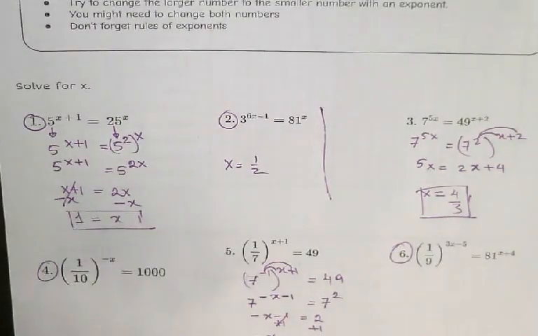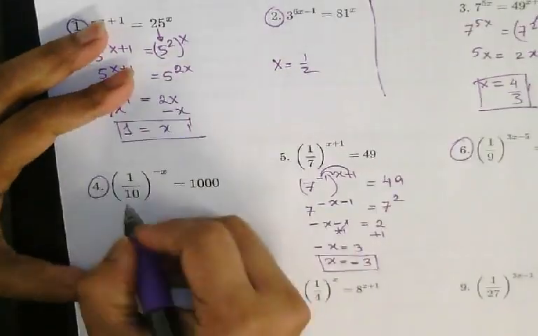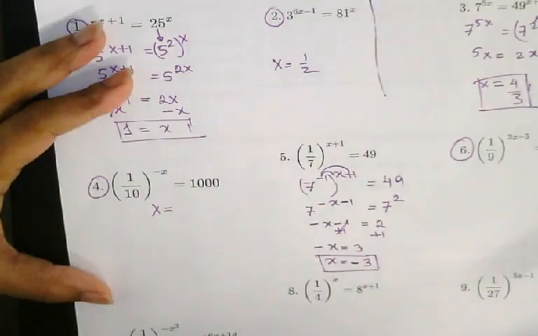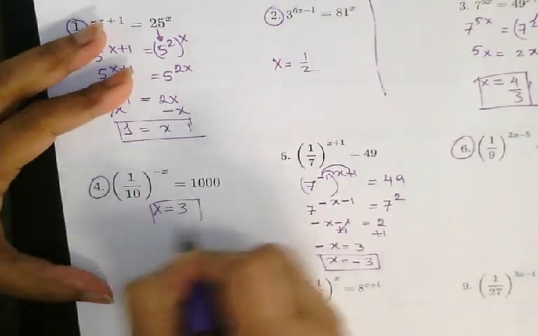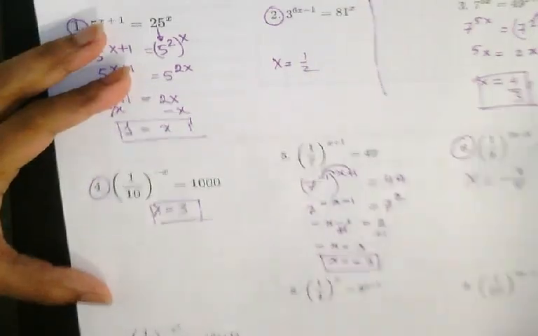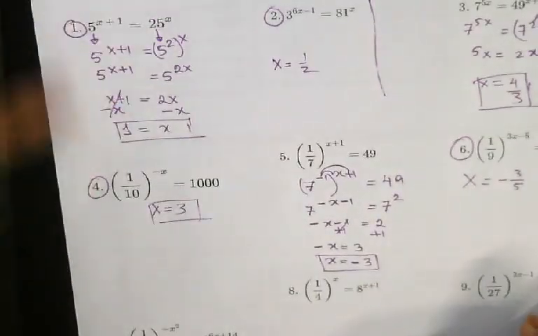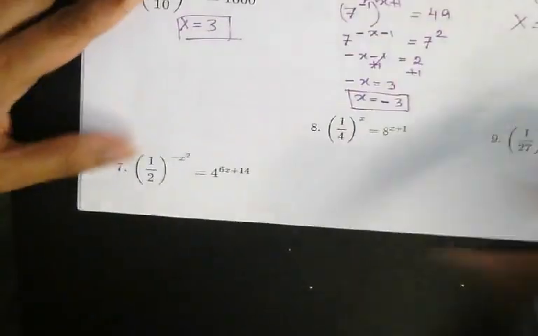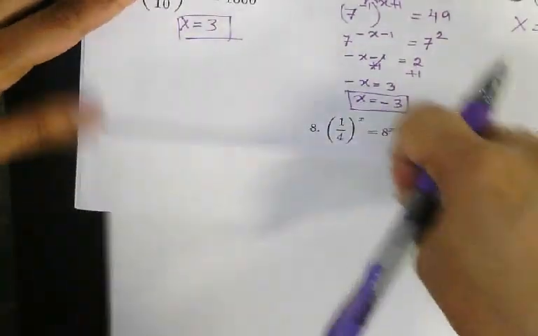If you did it correctly, I want to give you the answers for this one. So x is going to be equal to 3. And for number 6, x is going to be equal to -3/5. I want to work on number 7 with you. I don't have space over here, so I'm doing it on a separate sheet of paper.